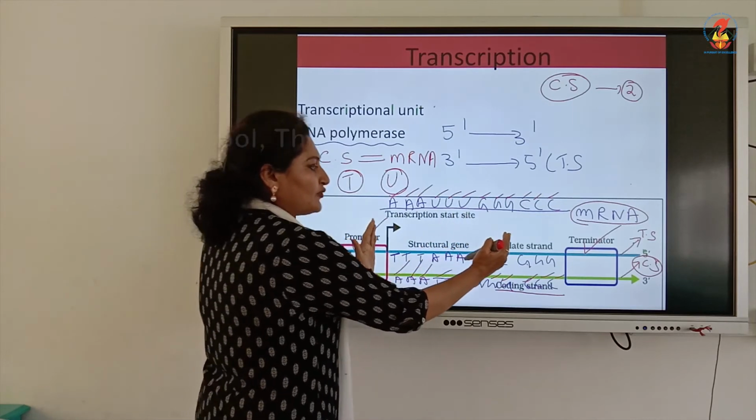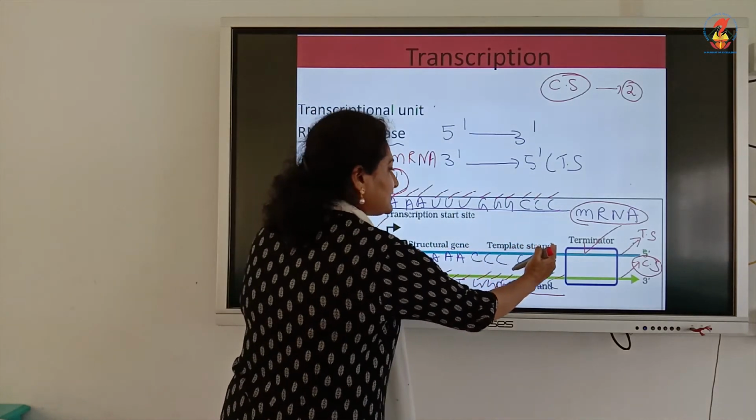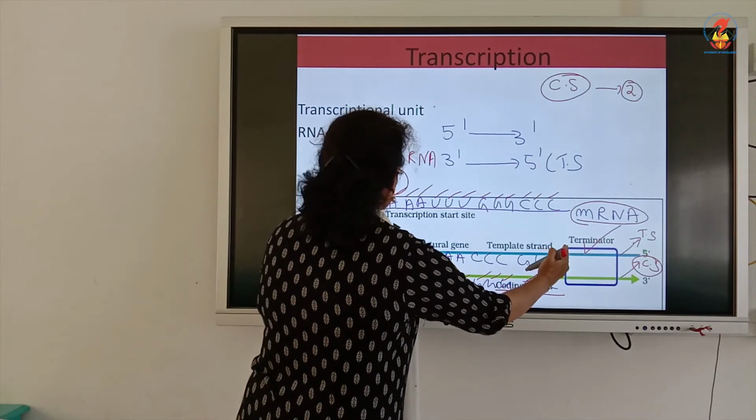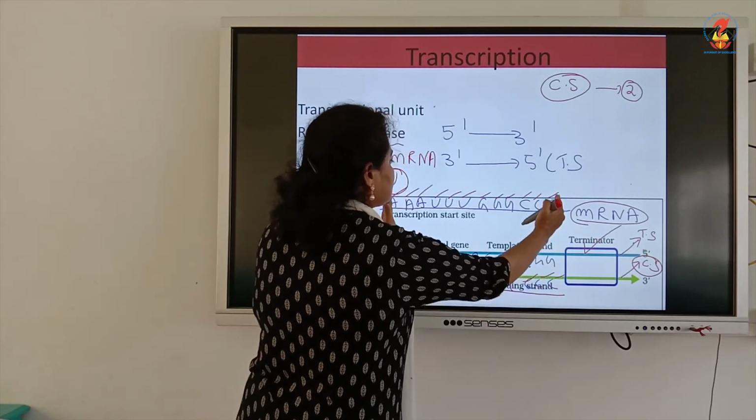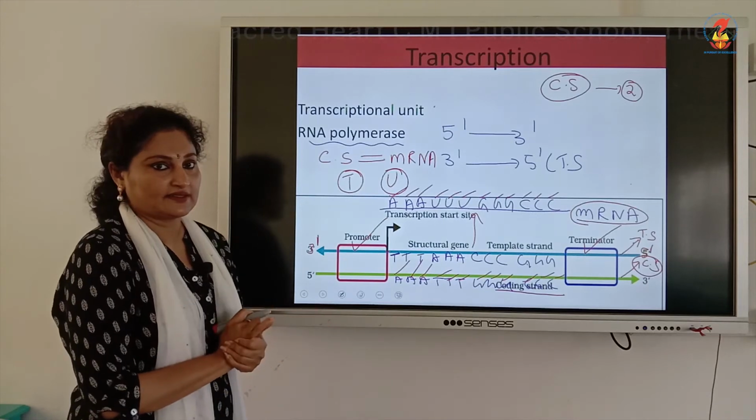And which part of the DNA gets transcribed? It's only a small segment, that is the structural genes, located between the promoter and the terminator, that gets transcribed into the mRNA. And not only that, it's not both the strands that are getting transcribed. Which strand is getting transcribed? It is the strand that is running in the 3' to 5' direction. What's the name of the strand? That is the template strand. So that also you should bear in mind.